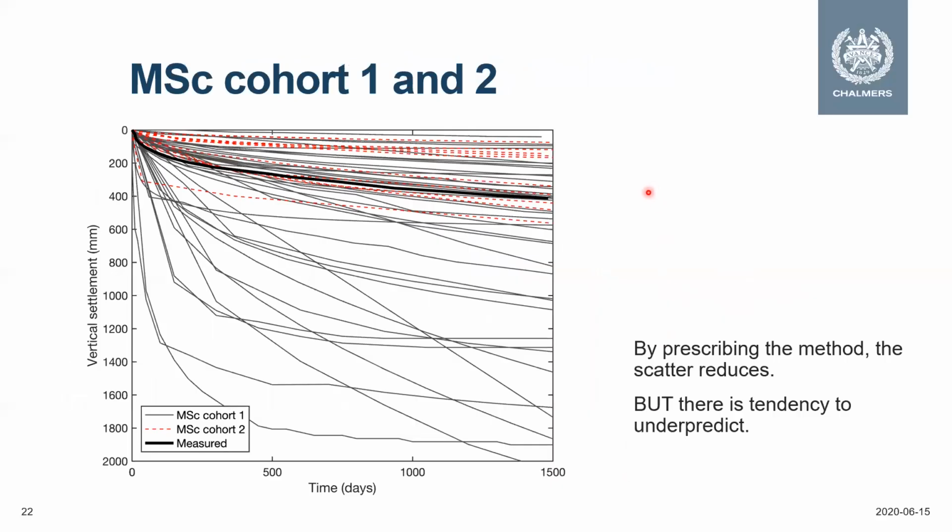Here are the results for the MSc cohorts 1 and 2. The difference is that for MSc cohort 1, they were enabled to select their calculation method. And what we clearly see is that by prescribing the method, and using a method which we are also using in the tutorials, the scatter is significantly reduced. But there is perhaps a bit of a tendency to underpredict.